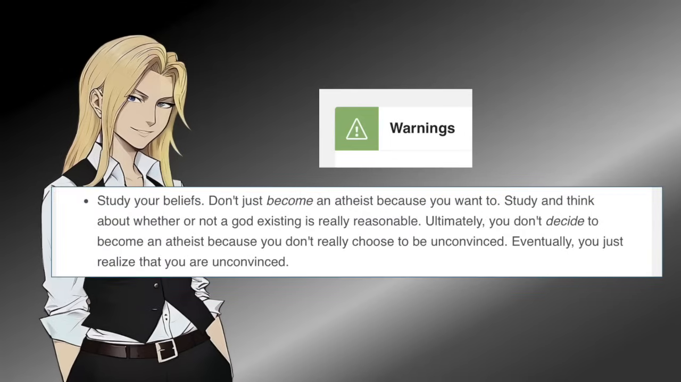And the last of the warnings, study your beliefs. Don't just become an atheist because you want to. Study and think about whether or not a God existing is really reasonable. Ultimately, you don't decide to become an atheist because you don't really choose to be unconvinced. Eventually, you just realize that you are unconvinced.